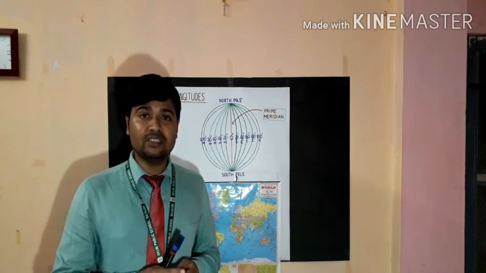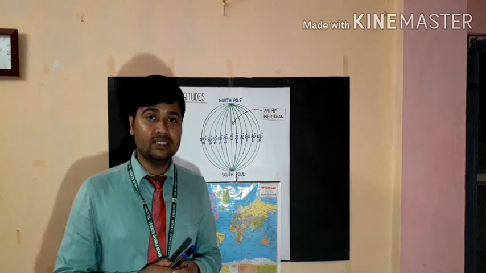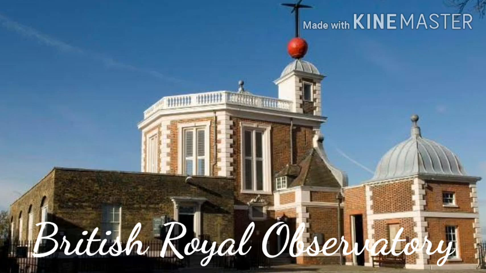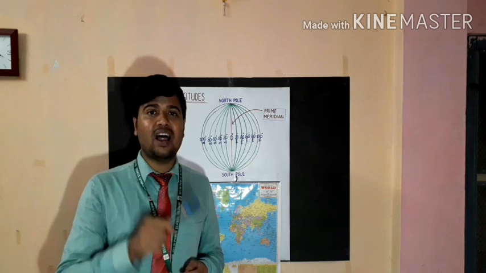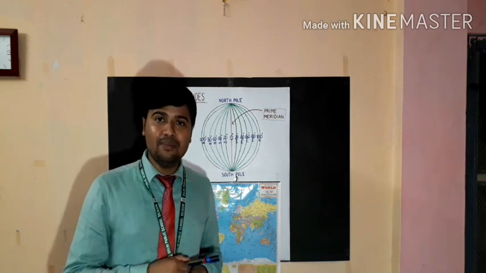So, in the International Meridian Conference, after a long discussion between all the countries, they decided to use the meridian passing through the British Royal Observatory at Greenwich, London as the starting point of the meridians. This meridian is considered the 0 degree meridian, and it is also called the prime meridian.